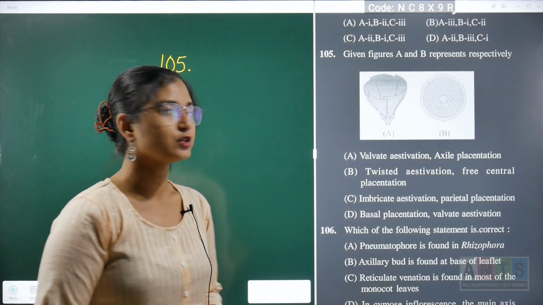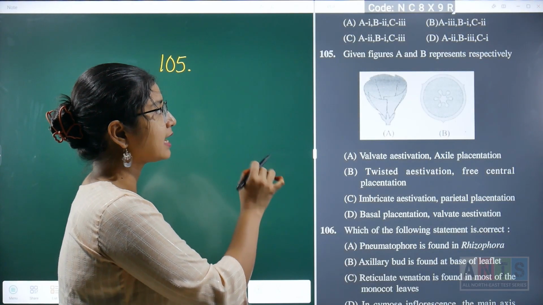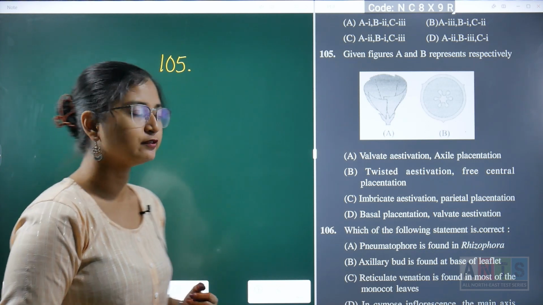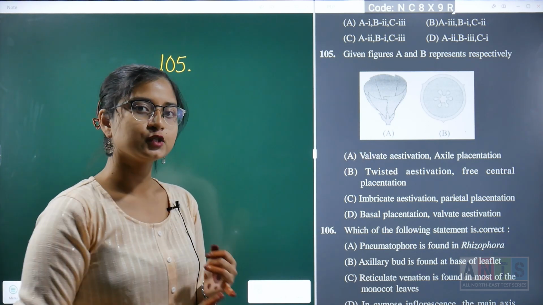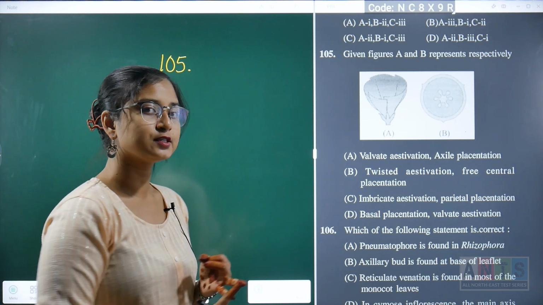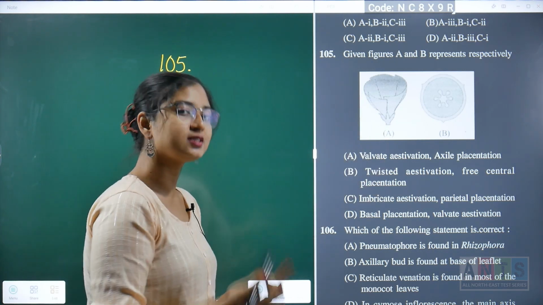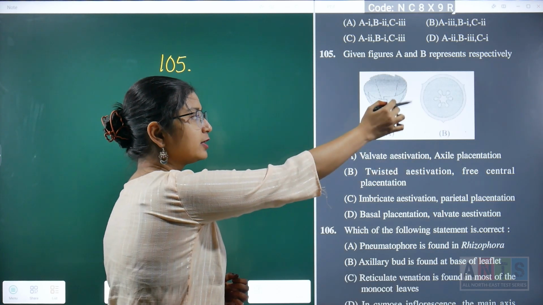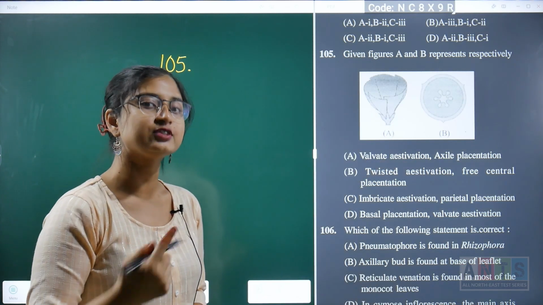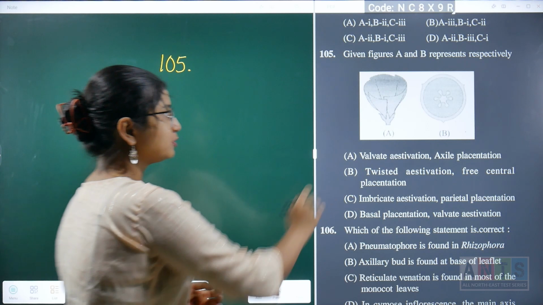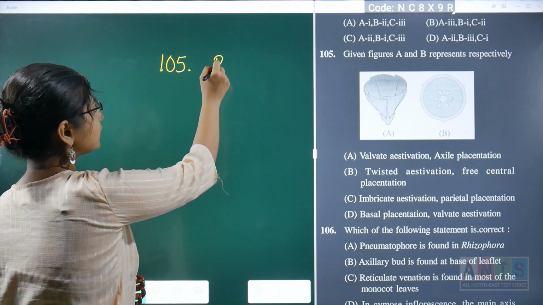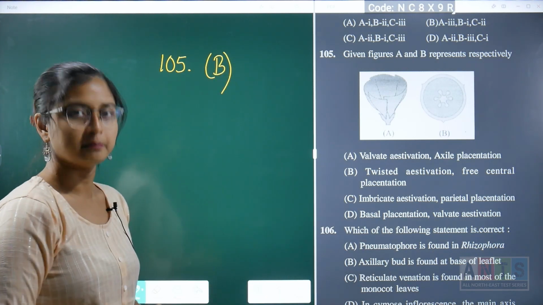Now question number 105. Given figures A and B represents respectively. इसमें figure A is for an aestivation whereas B is for a placentation. Figure A, that is representing twisted aestivation, whereas figure B is representing free central placentation. So option B. Question number 105, the correct answer is option B.